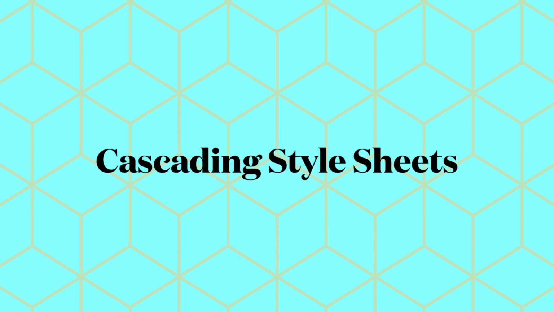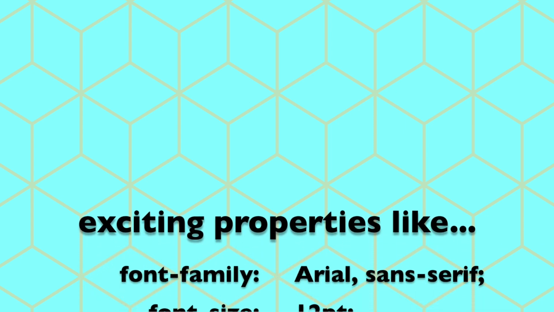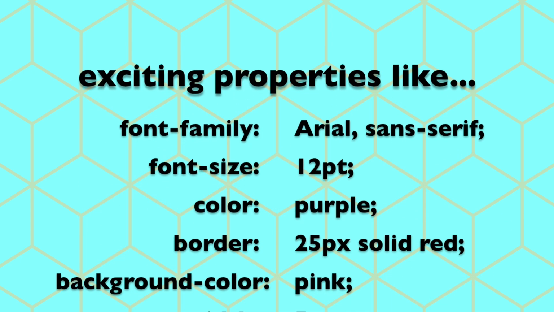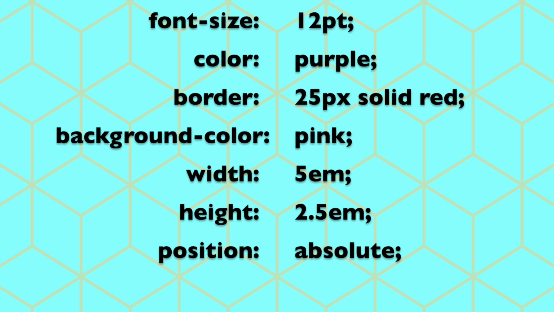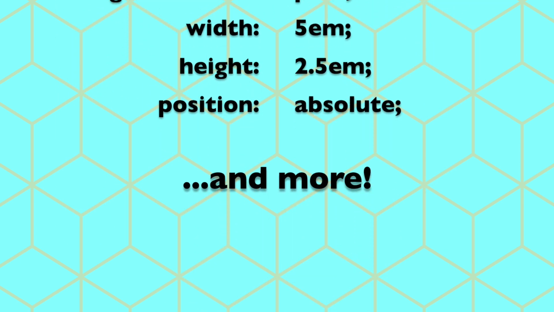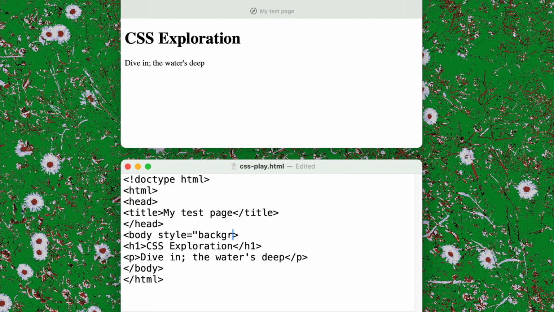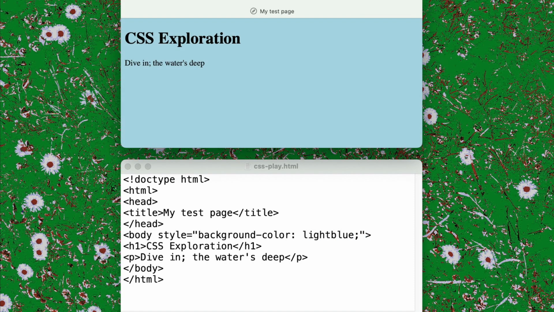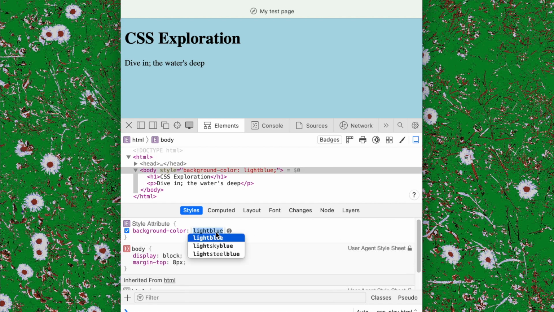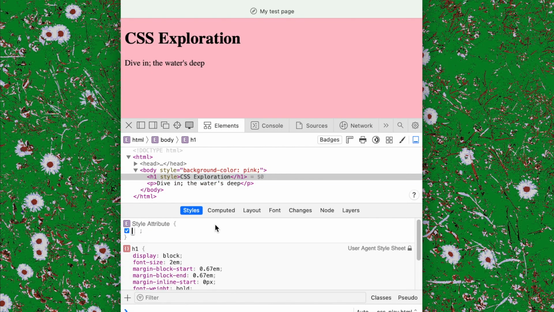The core building blocks of CSS are property name-value pairs, called declarations. These properties control things like the text font, size, and color, the border and background color of an element, the size and position of an element, and more. One way to style an element is to put CSS declarations directly into its style attribute. You can also experiment with CSS using the browser's developer tools.